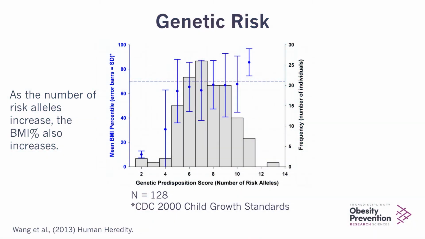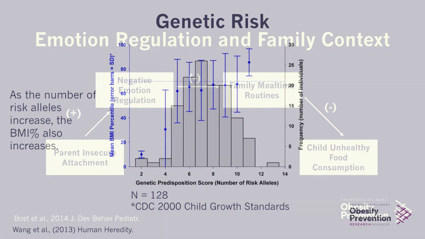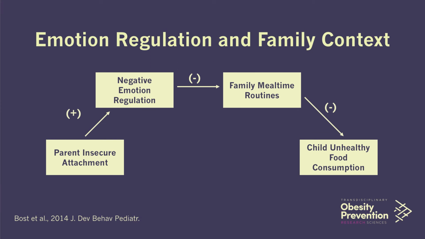So I just want to give you some examples of how we might begin to understand these different levels that contribute to obesity. At the cellular level, we see there are different genetic alleles that can put you at risk for obesity. And in this one study by Wang et al., they found that the more alleles that you have that predispose you to risk for obesity, then actually there were increases in BMI.